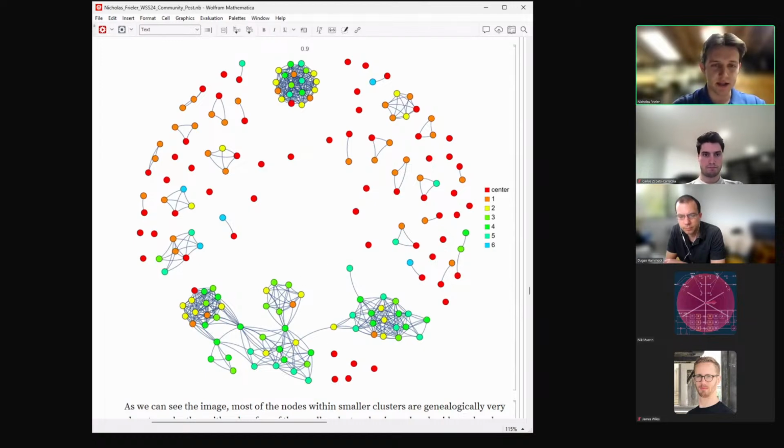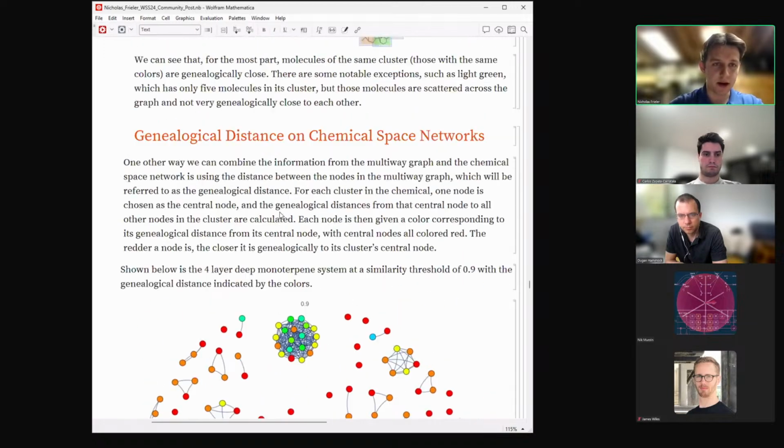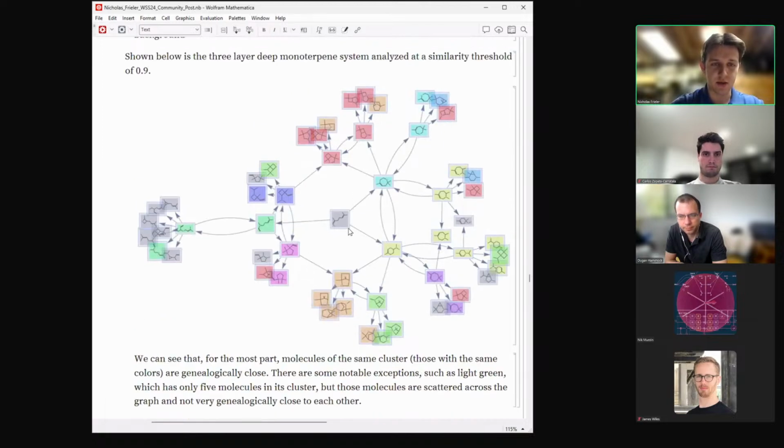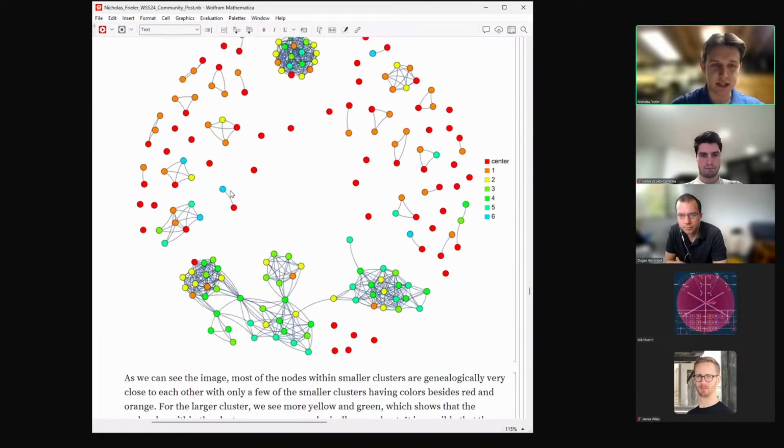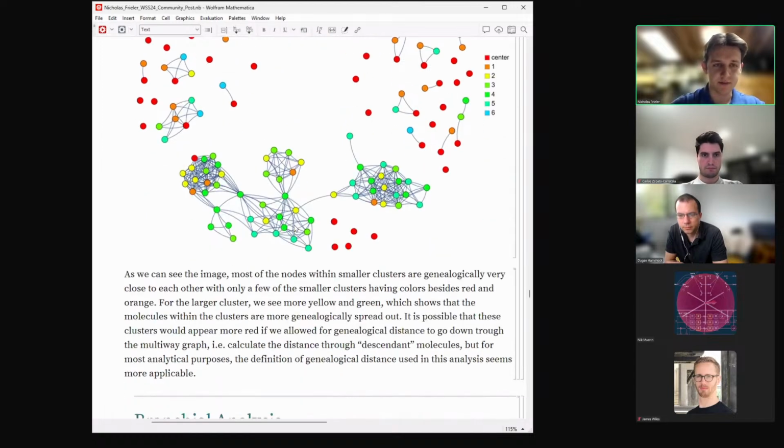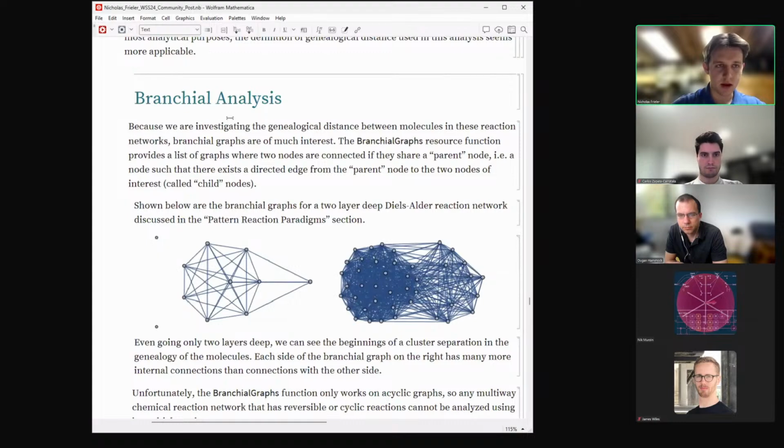But looking at the colors, we can see that most of the components have mostly orange and yellow and green. There are some with very high colors, or blue shifted colors. So in this one, you see a red and a blue. So these are very far apart genealogically, or at least it seems that way. Again, we run into the same problem: if we carried out this reaction another step, some of these branches would coalesce. We get the same thing here. If we had carried it out 5 or 6 steps and then formed those connections, these two may actually only be 1 or 2 steps apart in the multi-way graph.